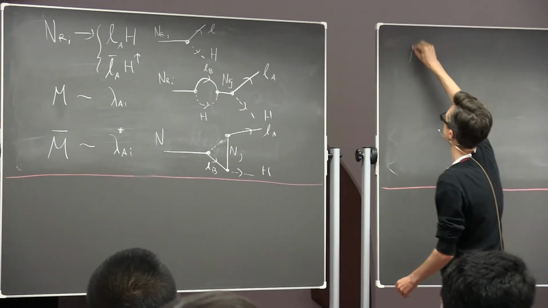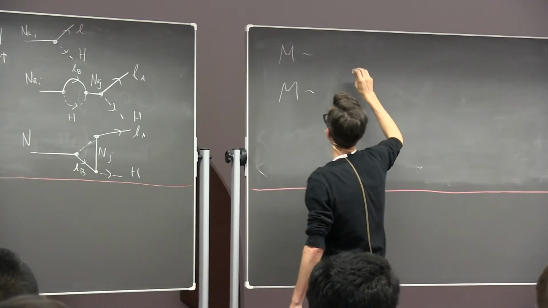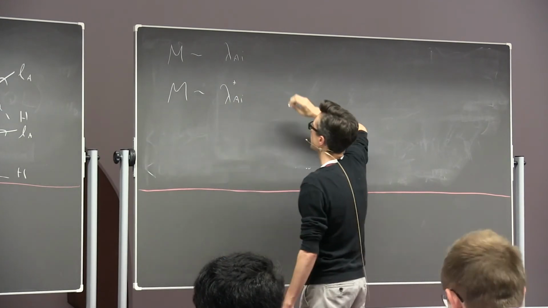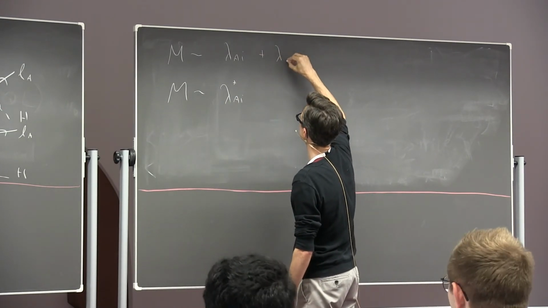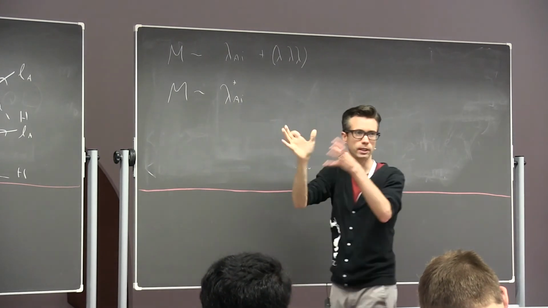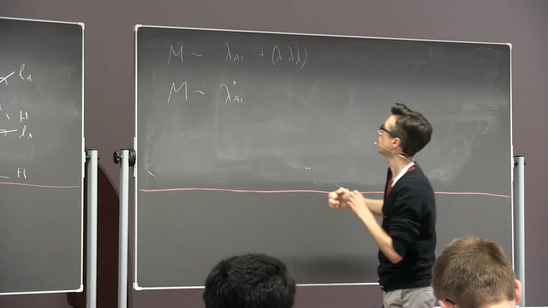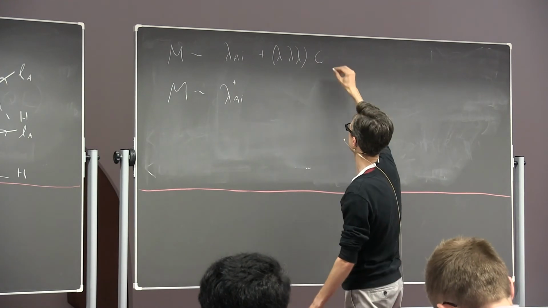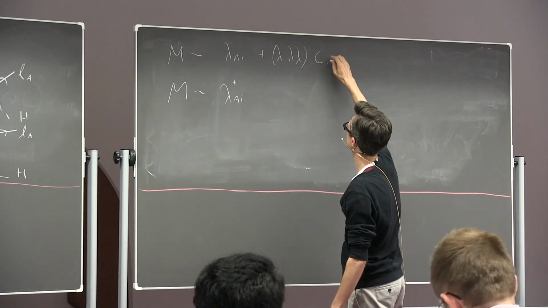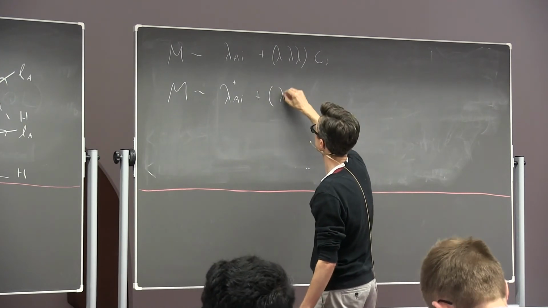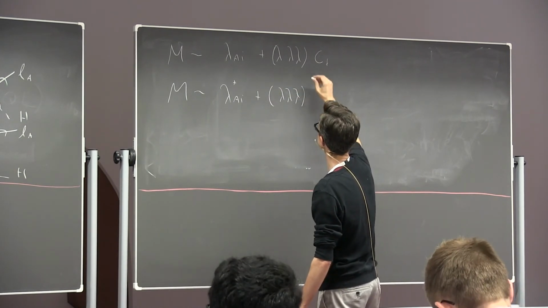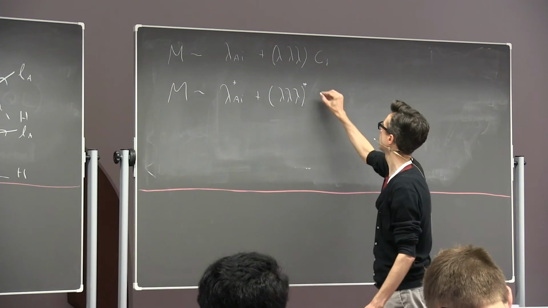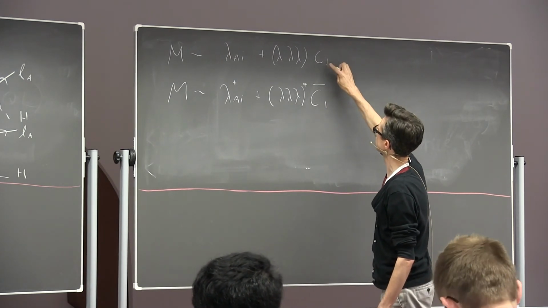So the next thing I have is M goes like, I've got my lambda AI and lambda AI squared. And then my next piece is going to look like a lambda, lambda, lambda with all kinds of funny contraction stuff in between that I don't want to get into. And then there's going to be an extra contribution from the loop factor. So I'm going to call this C1. And then similarly, for the conjugate thing, I get something similar here, but now starred. So I get the complex conjugate, and I'm going to get something I'm going to call C1 bar.